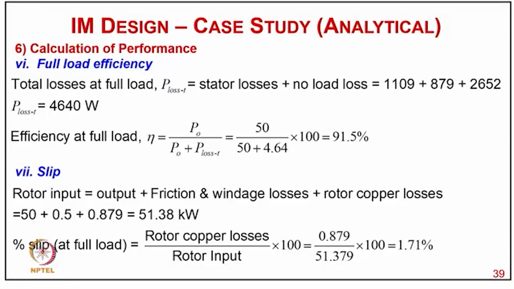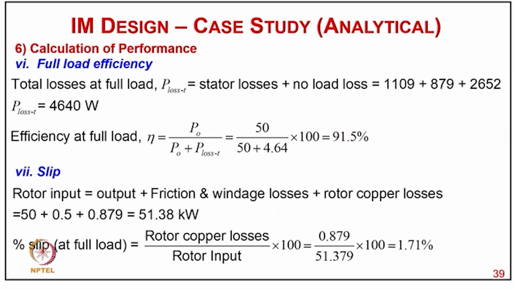Now coming to full load efficiency, for that we have to find out the total losses at full load. So total loss is equal to stator loss plus no load losses. Here we already estimated all these losses. Putting the values, it comes like 4640 watt, and efficiency at full load will be eta equal to PO upon PO plus P loss. Putting all values here, it comes 91.5%. We started from 89, so we got 91.5. This is quite optimal, a good design, I mean, what we really have gone through.